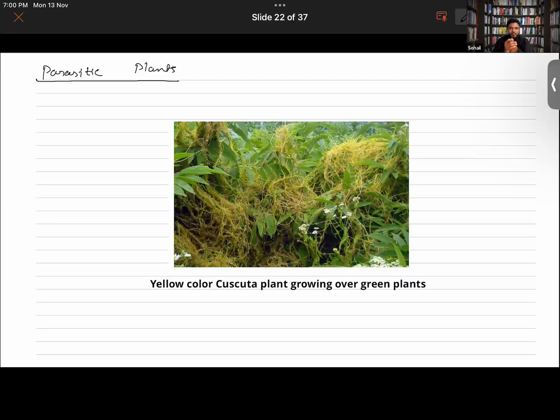What am I saying about our human body? There are almost 300 different species of parasitic worms that can be found in our body. I'm not saying that all of them are present at the same time in a body, but 300 different species of worms can be found in the human body.